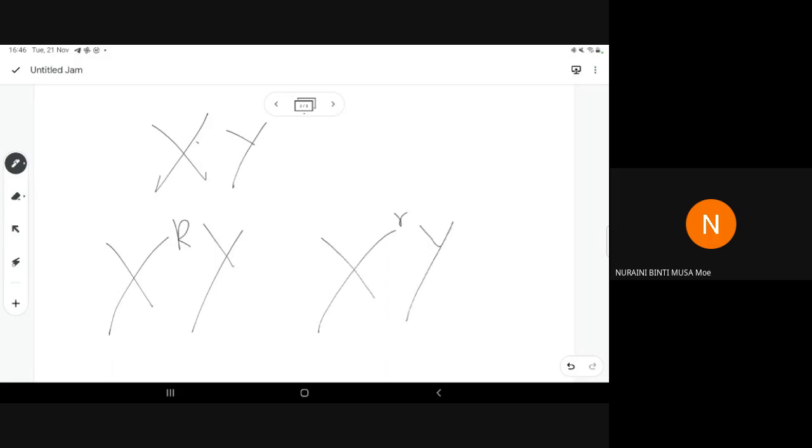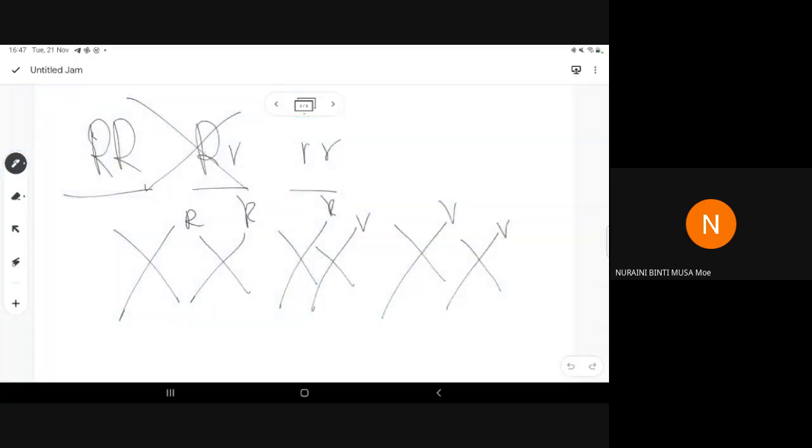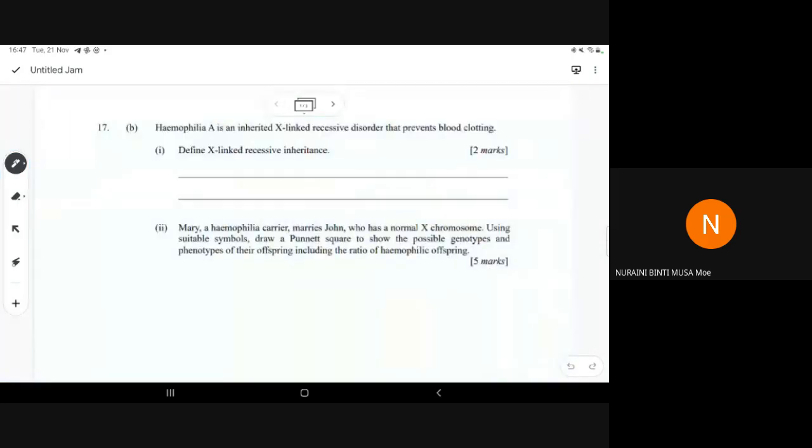Okay, so untuk lelaki is 50-50. Ada kau sihat atau kau sakit. XR besar Y sihat, XR kecil Y sakit. But for female, dia still macam biasa lagi. XR besar sihat, XR besar XR kecil sihat, XR kecil XR kecil baru sakit. Okay, so when we say about female carrier, ini maksud dia. XR besar XR kecil, dia sihat but they carry the recessive allele that can make you sick.